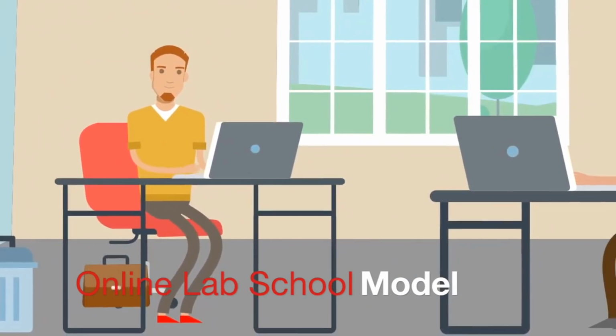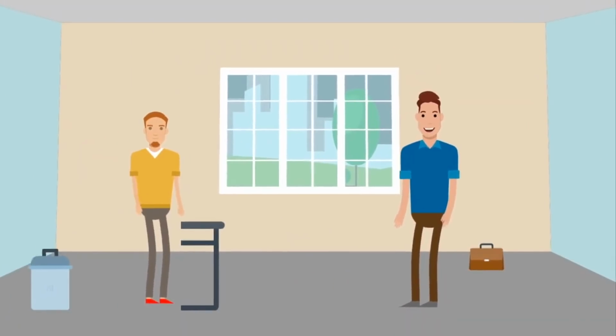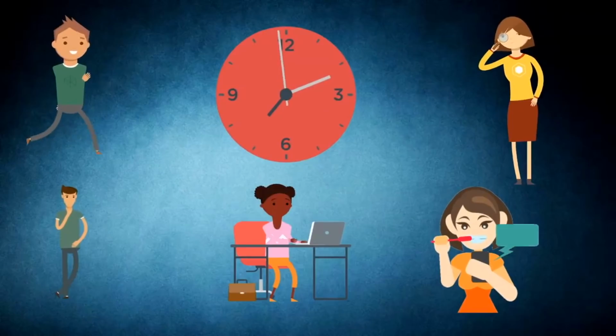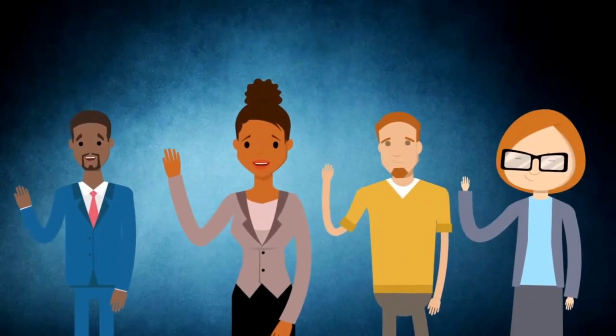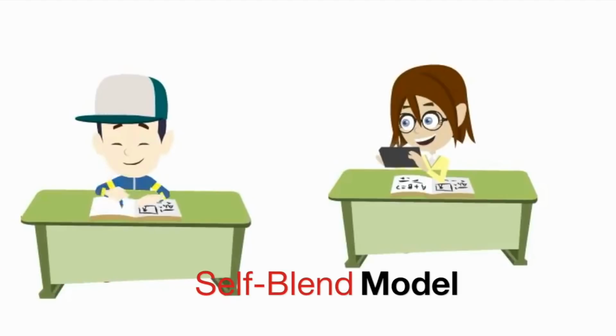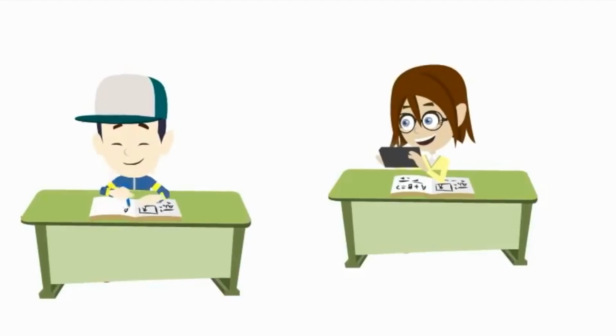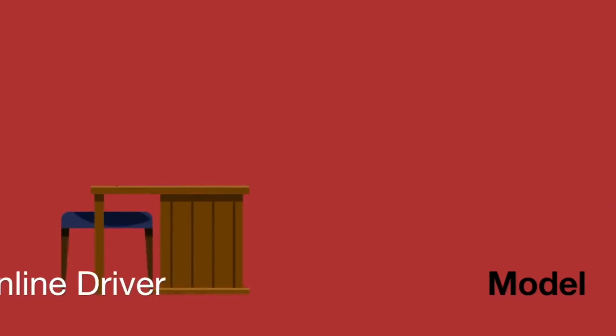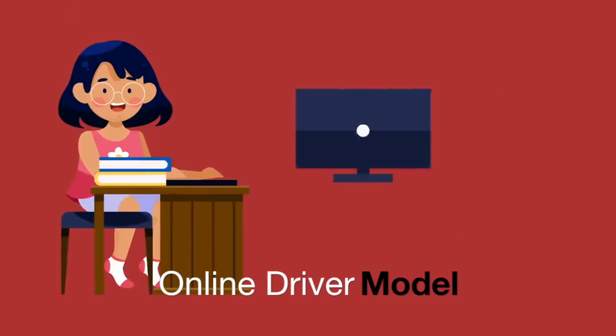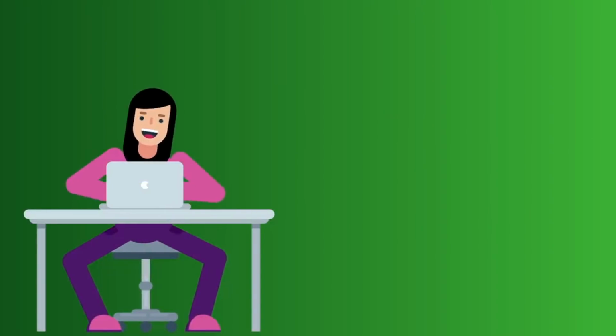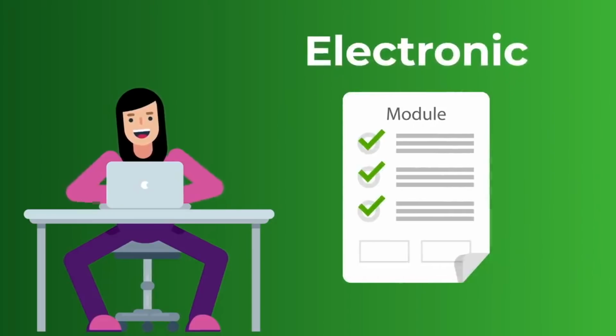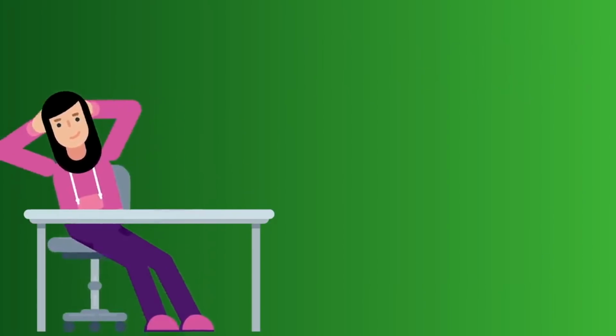Sixth is the online lab school model, and this model involves students traveling to and attending a school with total online educational delivery for entire courses. Seventh, the self-blend model. In this model, students participate in traditional classes but then enroll in online courses to supplement their regular programs of study. And lastly, the online driver model. In this model, students work from remote locations, for example in their homes, and receive all of their instruction via online platforms.